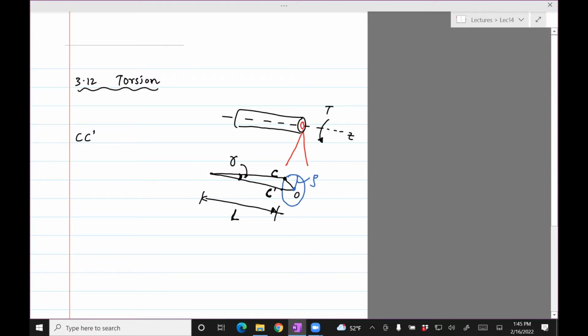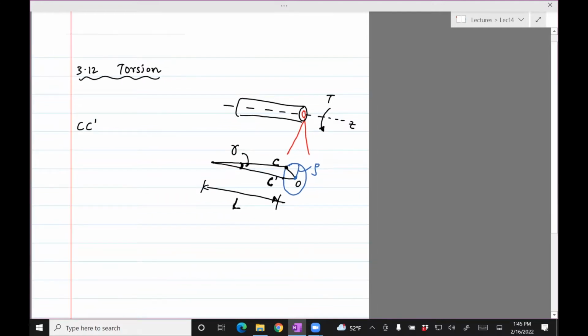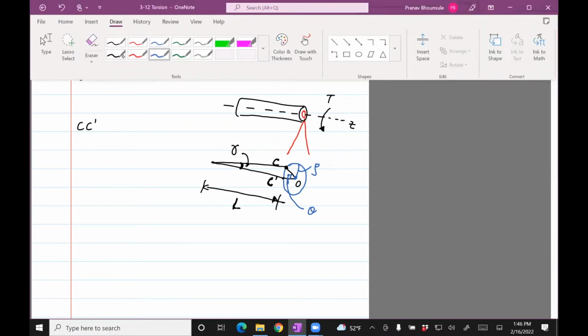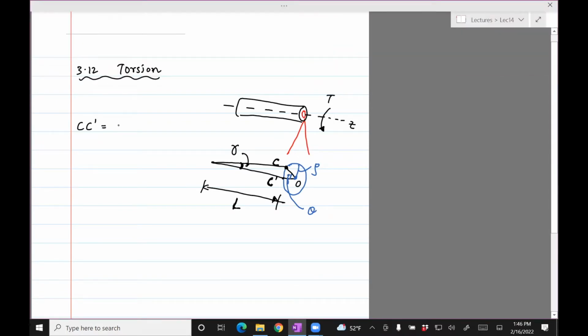So now this is based purely on geometry. CC prime is the arc length. If I assume that this angle is theta, then CC prime is the radius times theta. Right? That's the definition of arc length. But I can compute the arc length another way. I can use the angle of twist, gamma, times L. So gamma times L is also the arc length. So effectively I can compute the angle of twist, gamma, as rho theta divided by L.